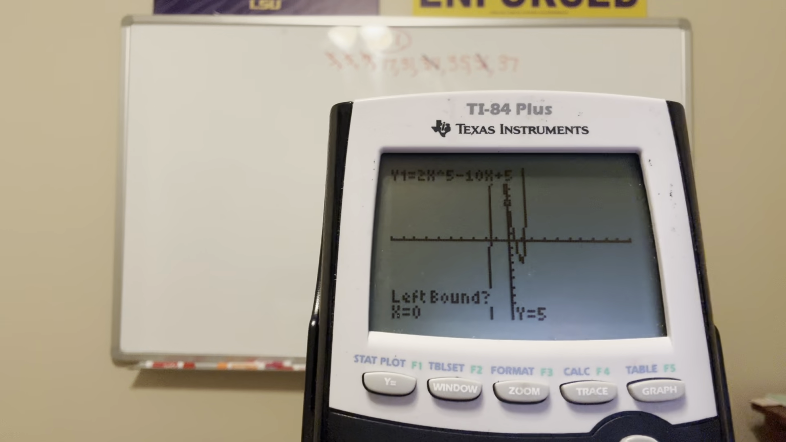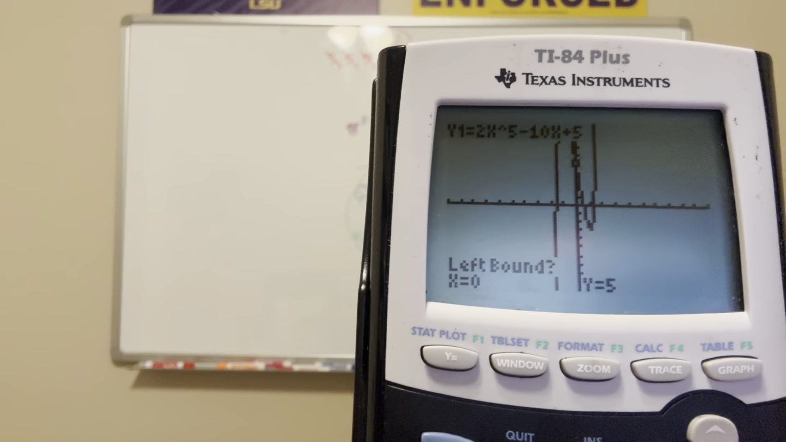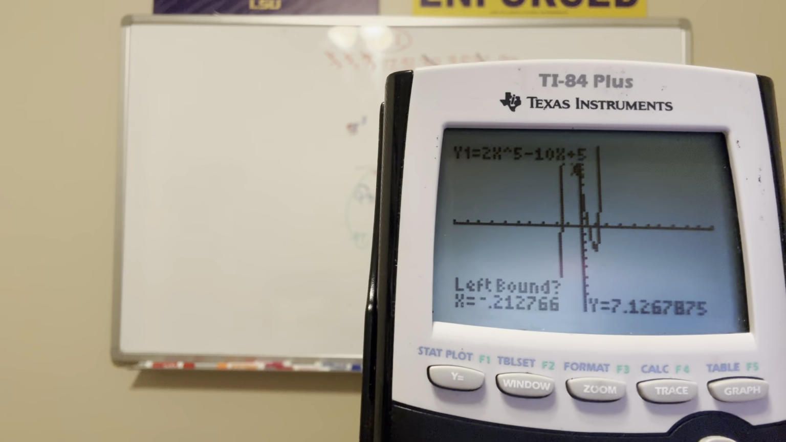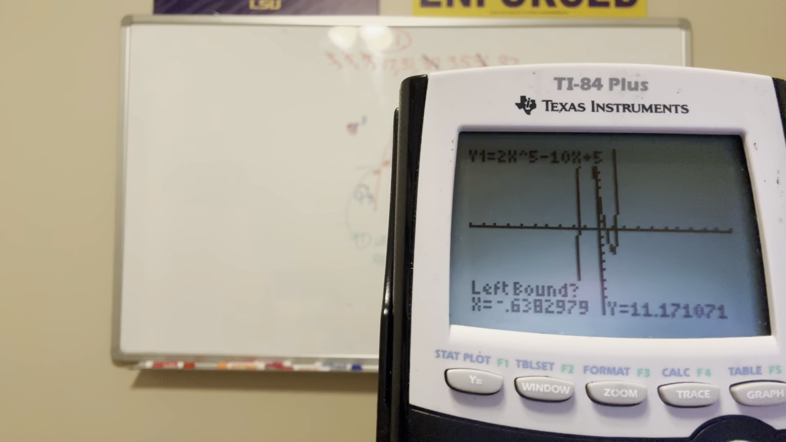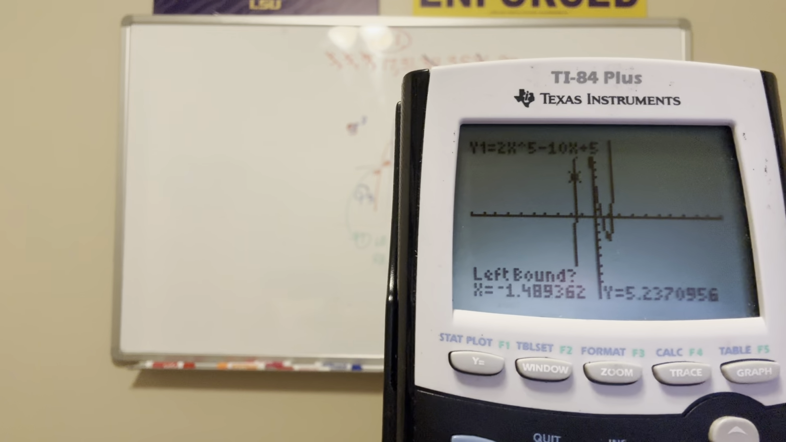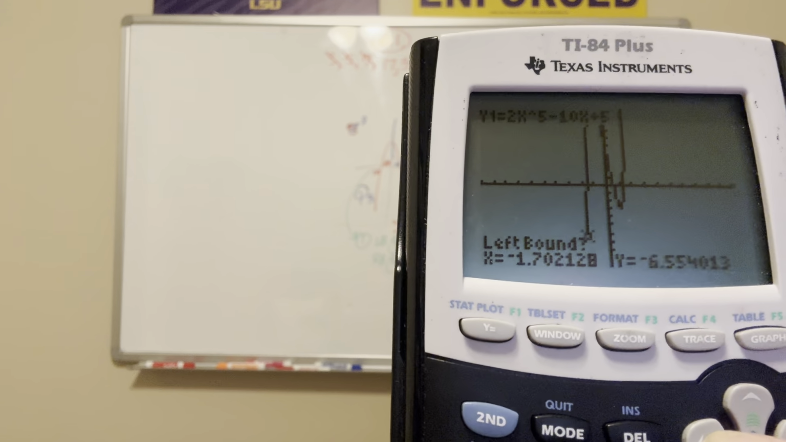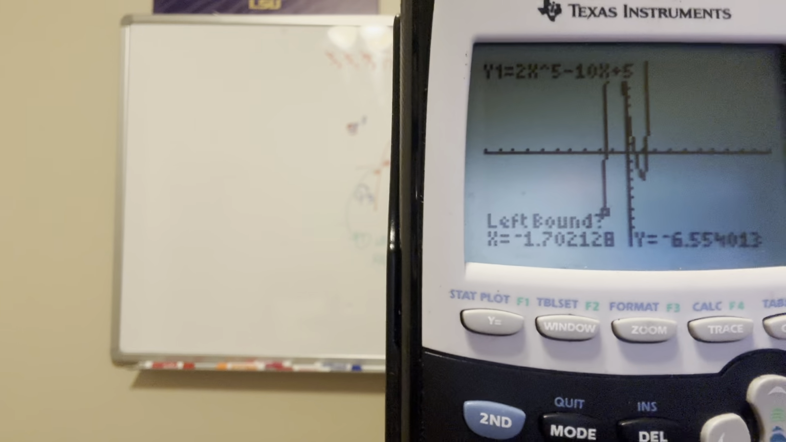All right. X is at 0, Y is at 5. Can you see that? So I'm going to go back. I want X to be negative and Y to be negative. Y is still positive, positive, positive, positive, positive, positive. X is negative. Okay, it went to negative. So that's my left bound.